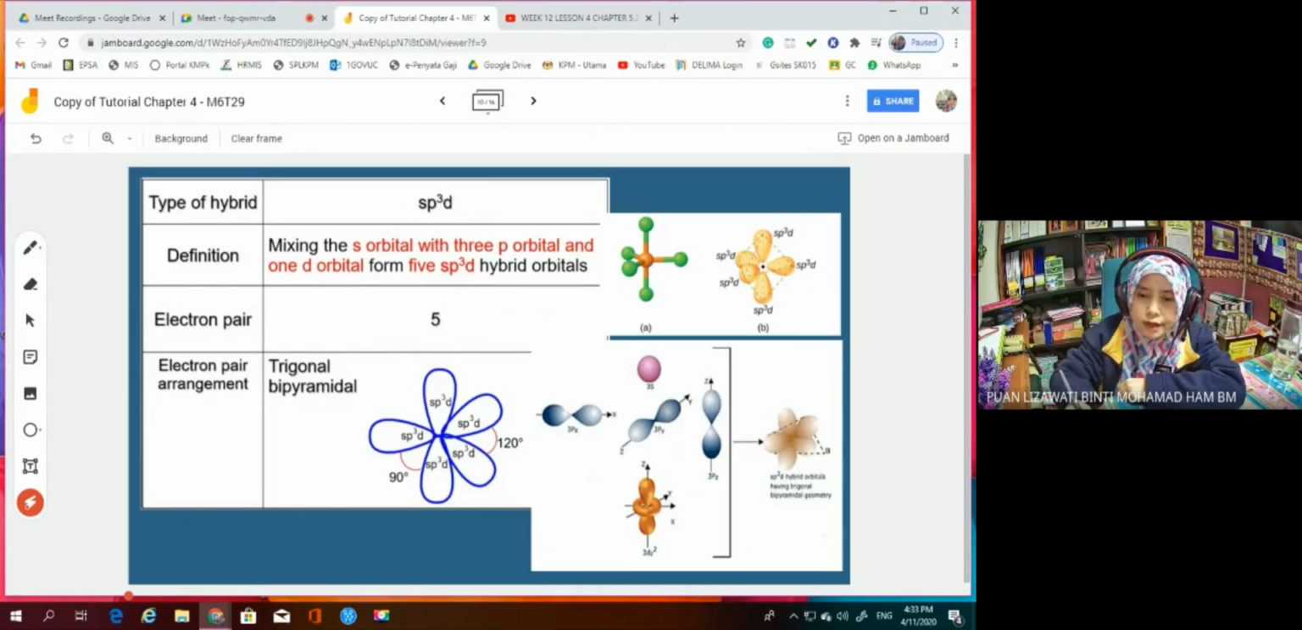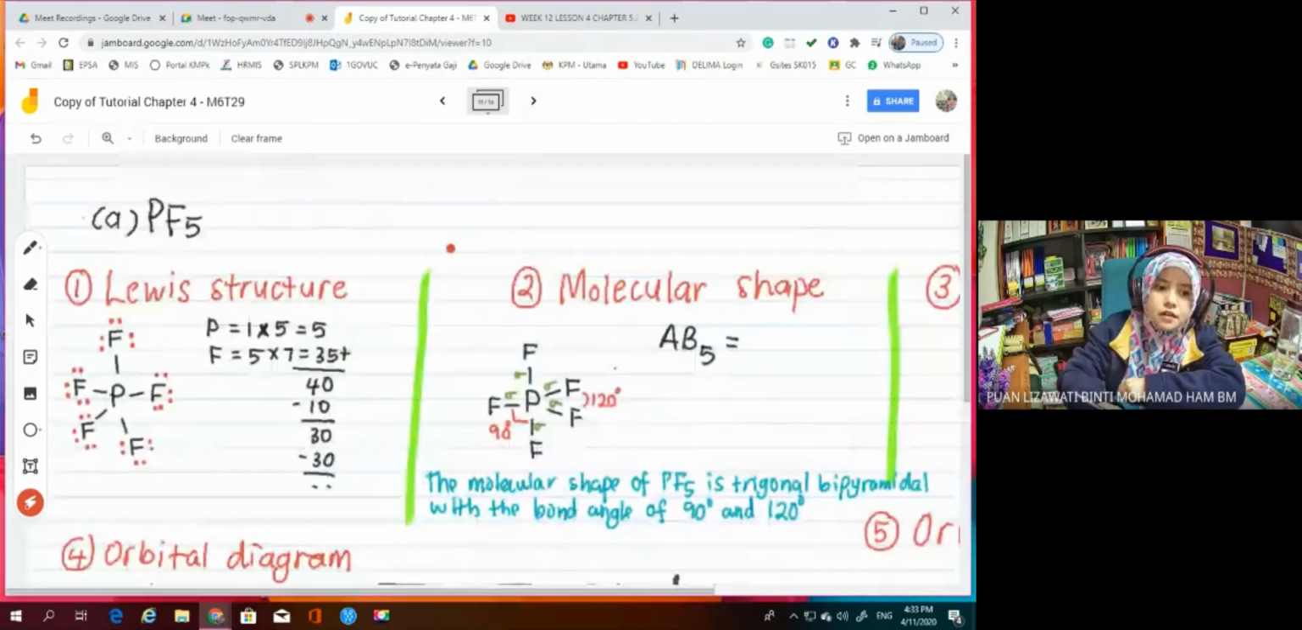This is a diagram to show one s orbital mixed with 3 p orbitals and 1 d orbital in order to form sp3d hybrid orbitals that have 5 hybrid orbitals. Now I have 4 examples here. Take a look at the first example. The first example is PF5.